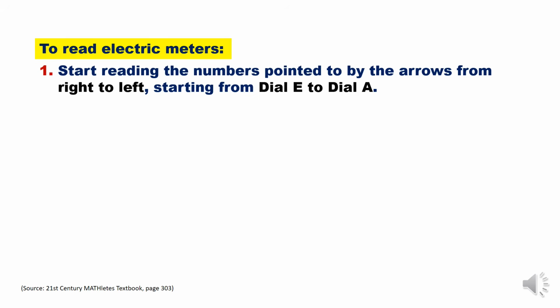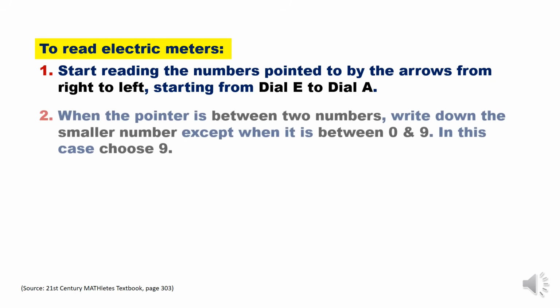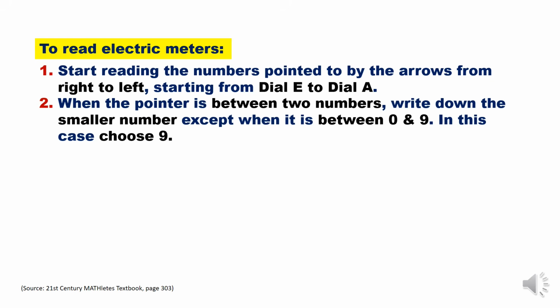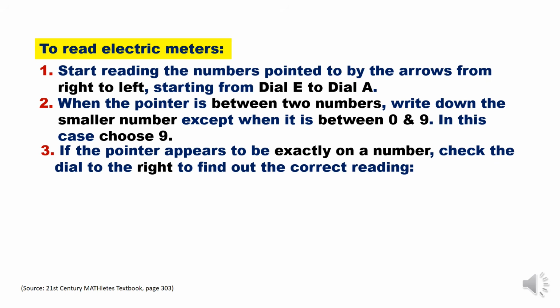To read electric meters: 1. Start reading the numbers pointed by the arrows from right to left, starting from dial E to dial A. 2. When the pointer is between two numbers, write the smaller number except when it is between 0 and 9. In this case, choose 9. 3. If the pointer appears to be exactly on a number, check the dial to the right to find out the correct reading.